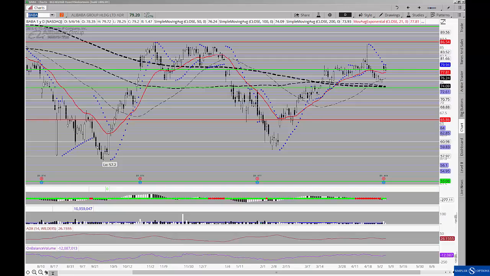Good evening, everyone. This is Henry Gambell with simpleroptions.com, and in today's free video I wanted to spend some time looking at two particular setups and two different underlyings. The first that we're going to discuss here is Alibaba.